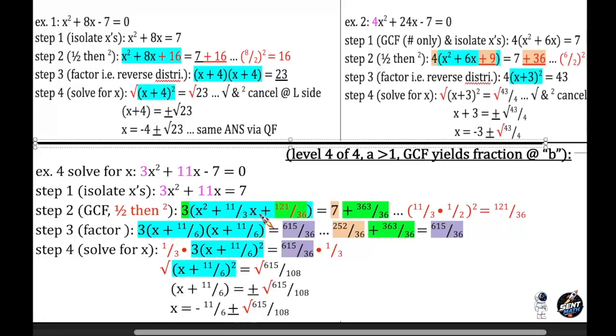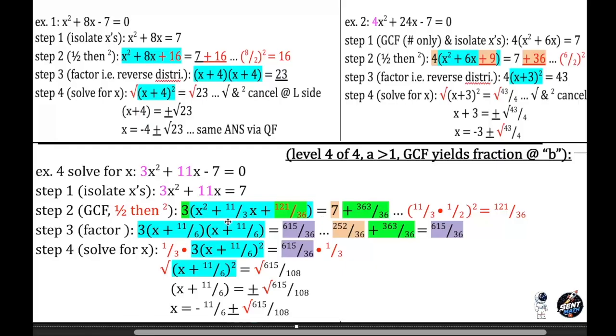Now I'm going to take this 11 over 3, look over here, multiply it by half and get 11 over 6, square it, and I get 121 over 36 here. But remember, we don't want to just add 121 over 36 here because I have to multiply it by the 3 that exists on the outside. So 3 times 121 over 36 gives us 363 over 36.